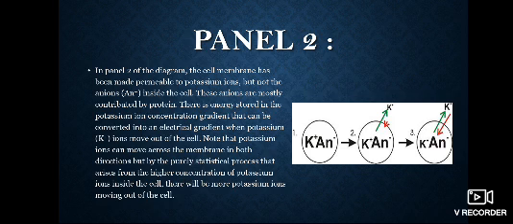Panel 2. In panel 2 of the diagram, the cell membrane has been made permeable to potassium ions, but not the anions inside the cell. These anions are mostly contributed by proteins. There is energy stored in the potassium ion concentration gradient that can be converted into an electrical gradient. When potassium ions move out of the cell, note the potassium ions can move across the membrane in both directions, but through a purely statistical process that arises from the higher concentration of potassium ions inside the cell, there will be more potassium ions moving out of the cell.